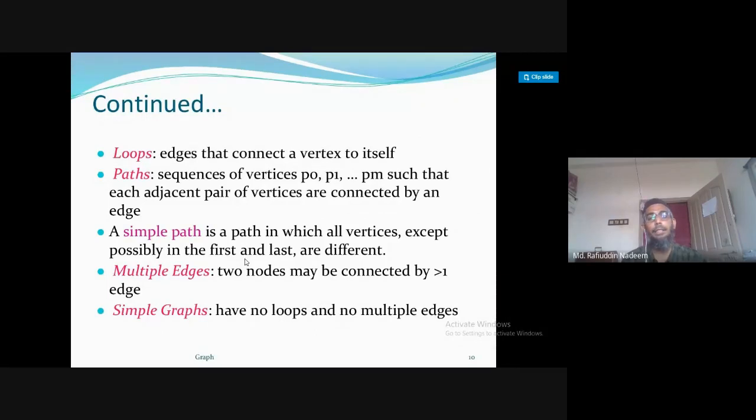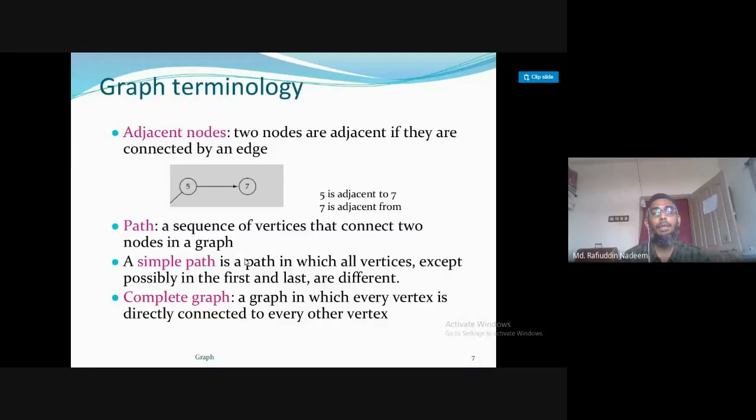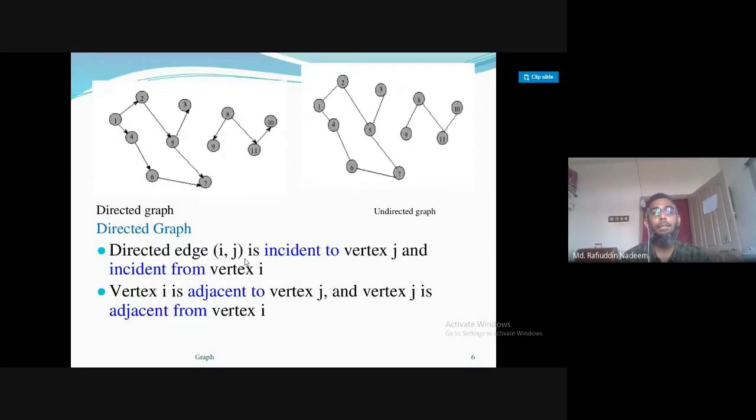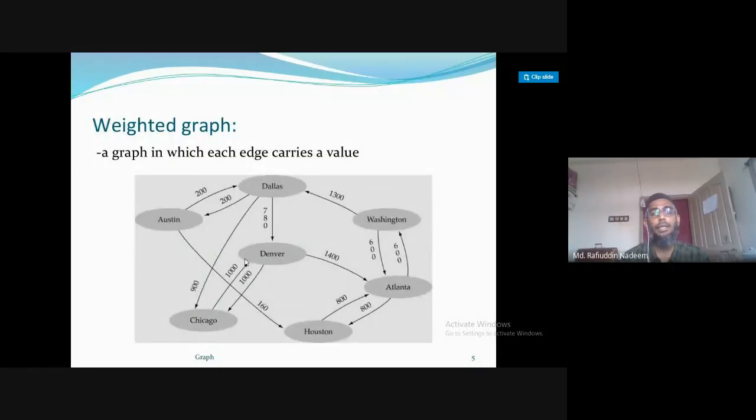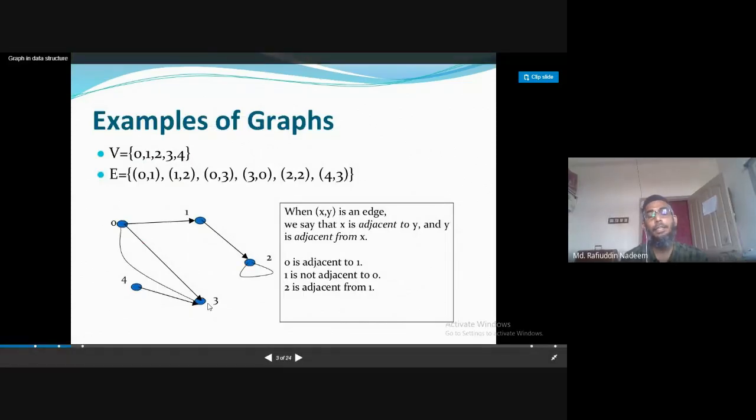And multiple edges are those where two nodes may be connected by more than one edge. If two nodes are connected to one another by more than one edge, then it is called multiple edges. So here, if you observe, from 0 to 3, it is connected twice.